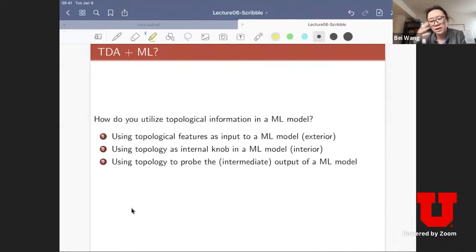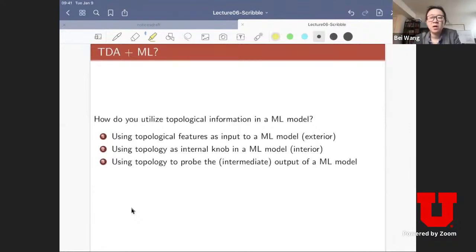So this is roughly classified as using topological features as input to a machine learning model. So topology sits in the exterior of that model, okay? So that's the first type. The second type is using topology as an internal knob in a machine learning model.